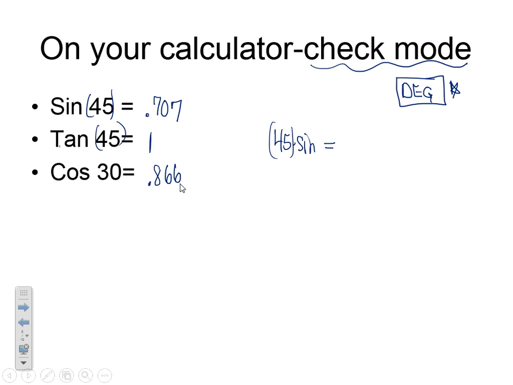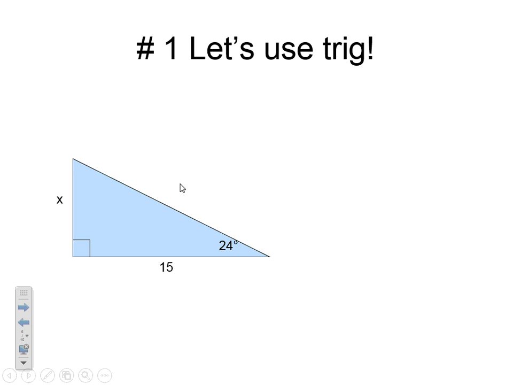All right, so now that we know that our calculator is in degree mode, let's use some trig and find this stuff out. Right now I want to find this x value. The angle that I'm given is 24 degrees. I'm going to put myself right here at that 24 degree angle and figure out what sides I have. If I'm standing here, this would be my adjacent side, and this would be my opposite side. So if I have an adjacent and I'm looking for opposite, that would be the tangent.